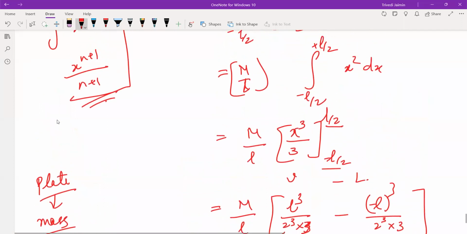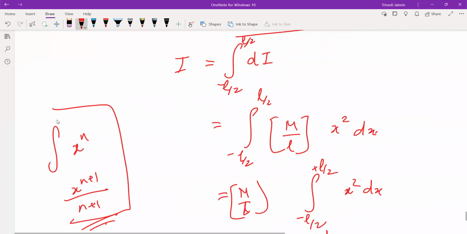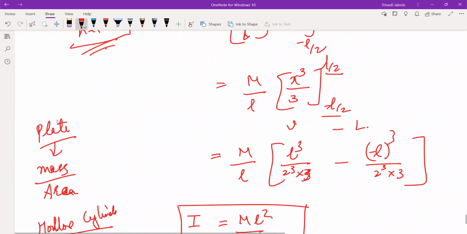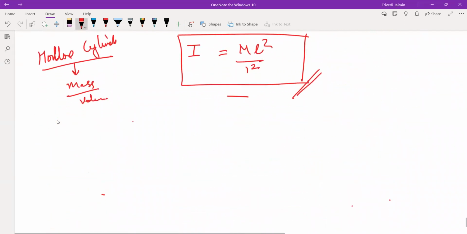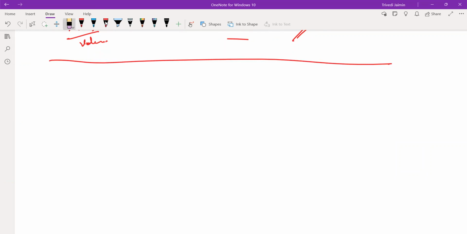Do you want me to derive the remaining part, or we can go to the next part? Next part. Okay. But this derivation you should know, because sometimes if you forget, you can derive it and get the formula. If you know the concept, then you can derive it easily.